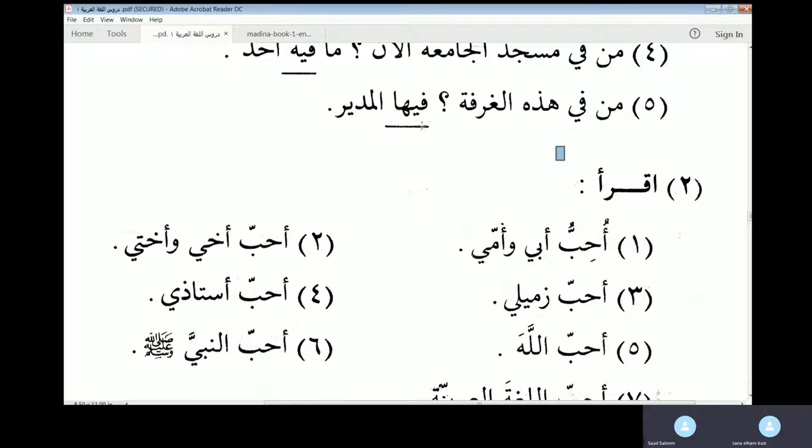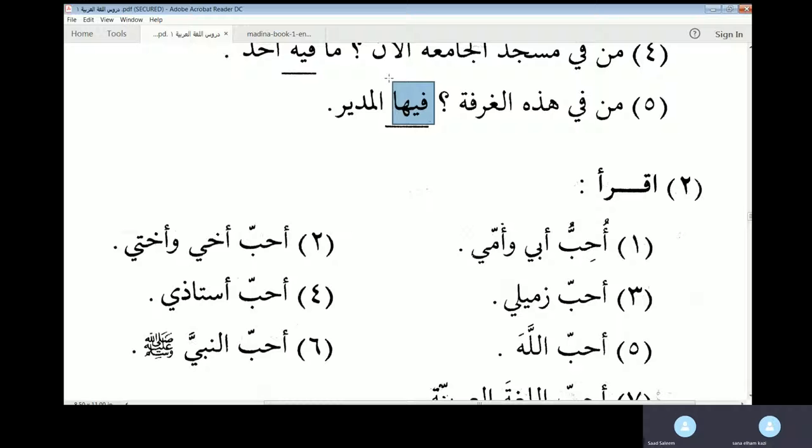What preposition is the group of jar, right? What is the ha in fiha? Ha is a pronoun. Not group of jar, no. Fi is a harf and ha is a pronoun. Okay. That's why these are two words here. That's why we are saying mudiru.